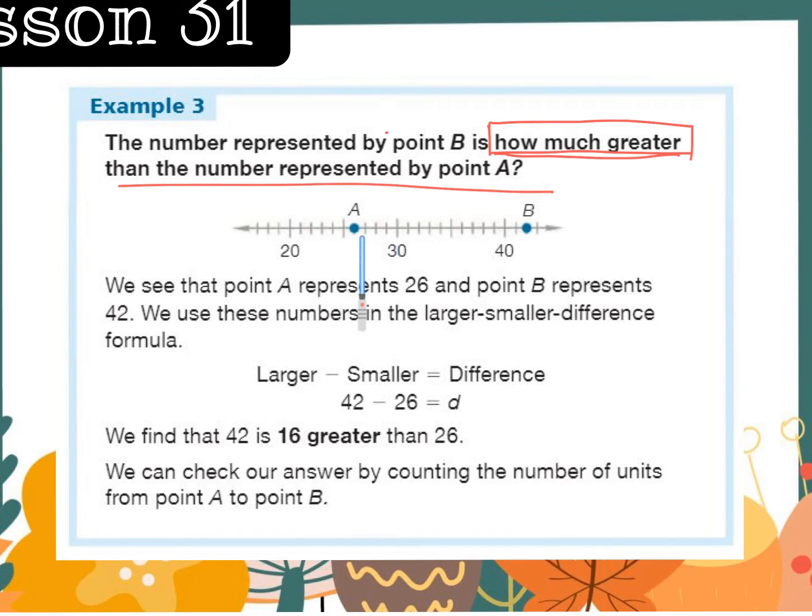I have 20 to 30, so right here in the middle is 25. So where would A be? 26. So this is 26. Point B is representing what number? 42. And I would do 42 minus 26, and I would end up with 16. So 42 is 16 greater than 26. Is everybody with me on that?